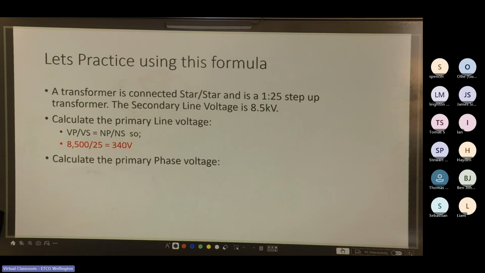Then we can calculate the primary phase voltage. VL equals the square root of 3 times V phase, rearrange to VL over square root of 3 equals V phase, which gives us 196.3 volts on our primary phase voltage. Okay, so that's how voltage works in a star transformer.